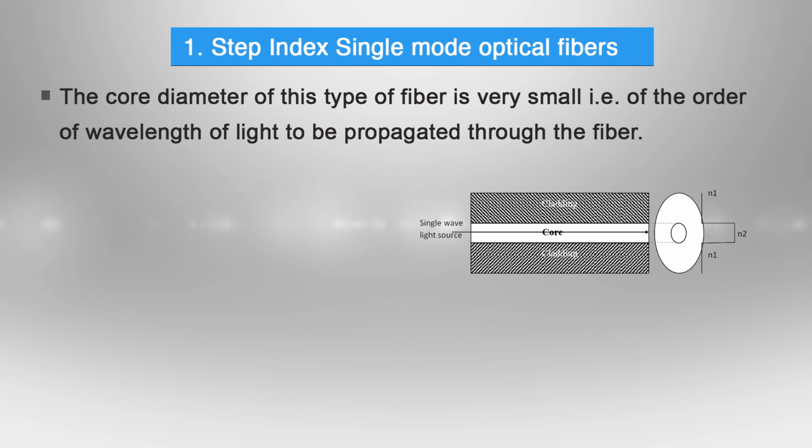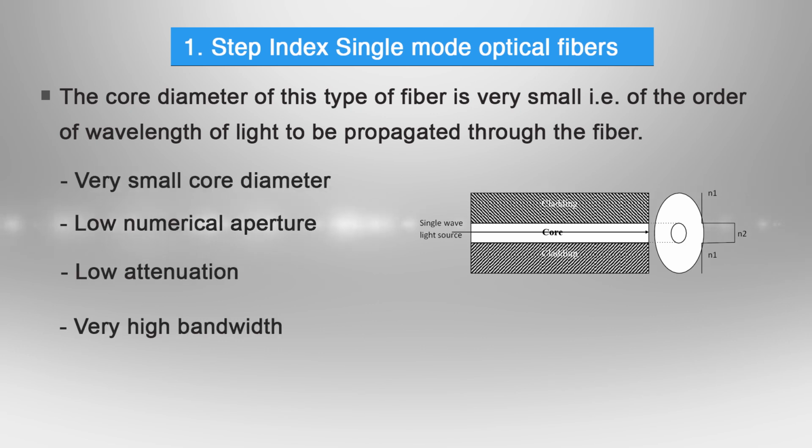The core diameter of this type of fiber is very small, that is of the order of the wavelength of light to be propagated through the fiber. The refractive index profile has a step change in the refractive index from core to cladding. The main characteristics of step index single mode optical fiber are as follows.